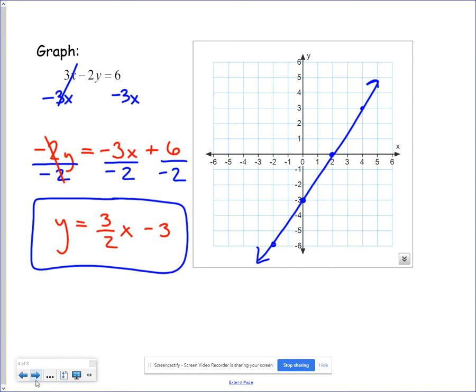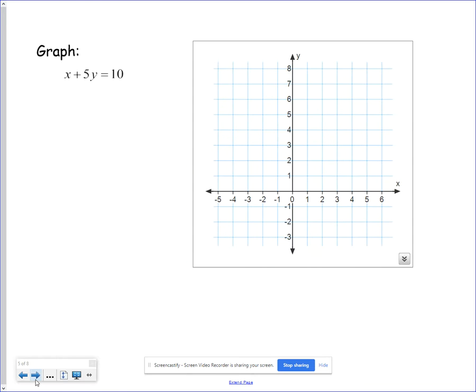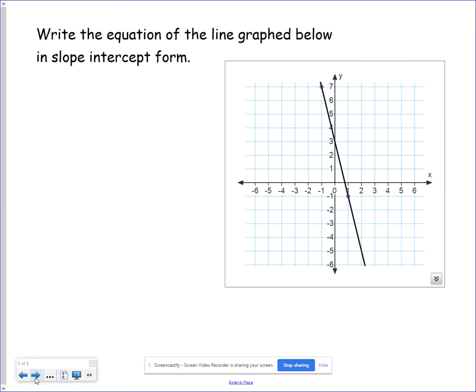All right. Let's look at this problem. This is a little different. It's the opposite of what you just did. We're given the graph. I want you to write the equation. Okay? I want you to write an equation for the line graphed over there. We want to write it in y equals mx plus b.